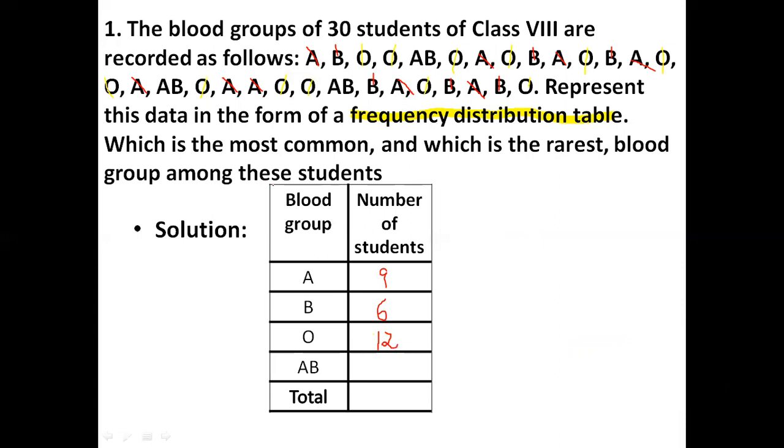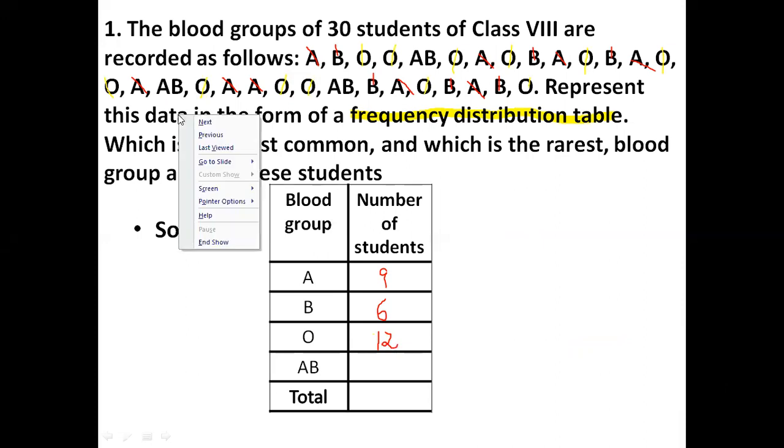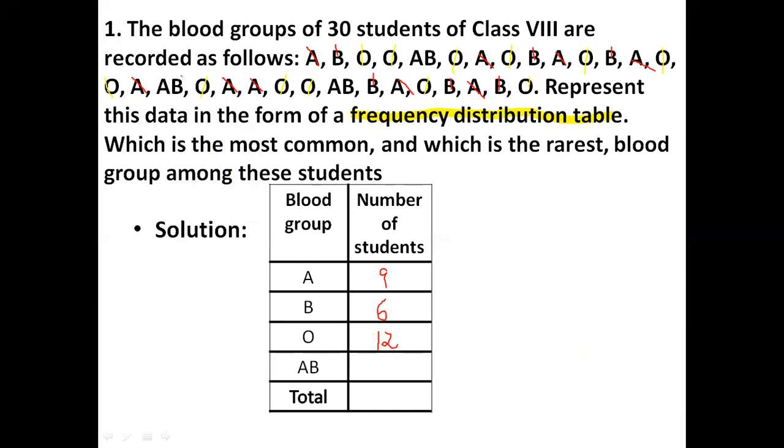Now we are left to find the students having blood group AB. So we'll just circle those. Start here, 1. Then we have 2, 3. So I need to write 3.